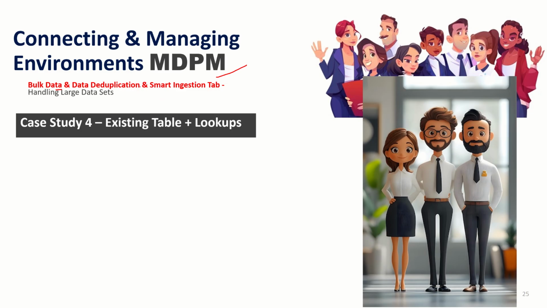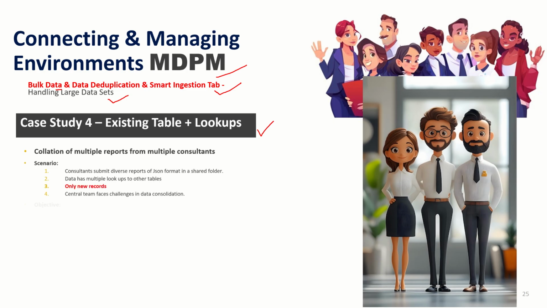As you can see in front of you, this is the usage of bulk data and the data deduplication smart ingestion tab. It will be handling large data sets. So what do I have for you? I have a scenario just like case study 3, but this is case study 4, existing table lookups. So what is different about this particular scenario? Now we have, on the key issues here, number 1 up to number 4 key things.